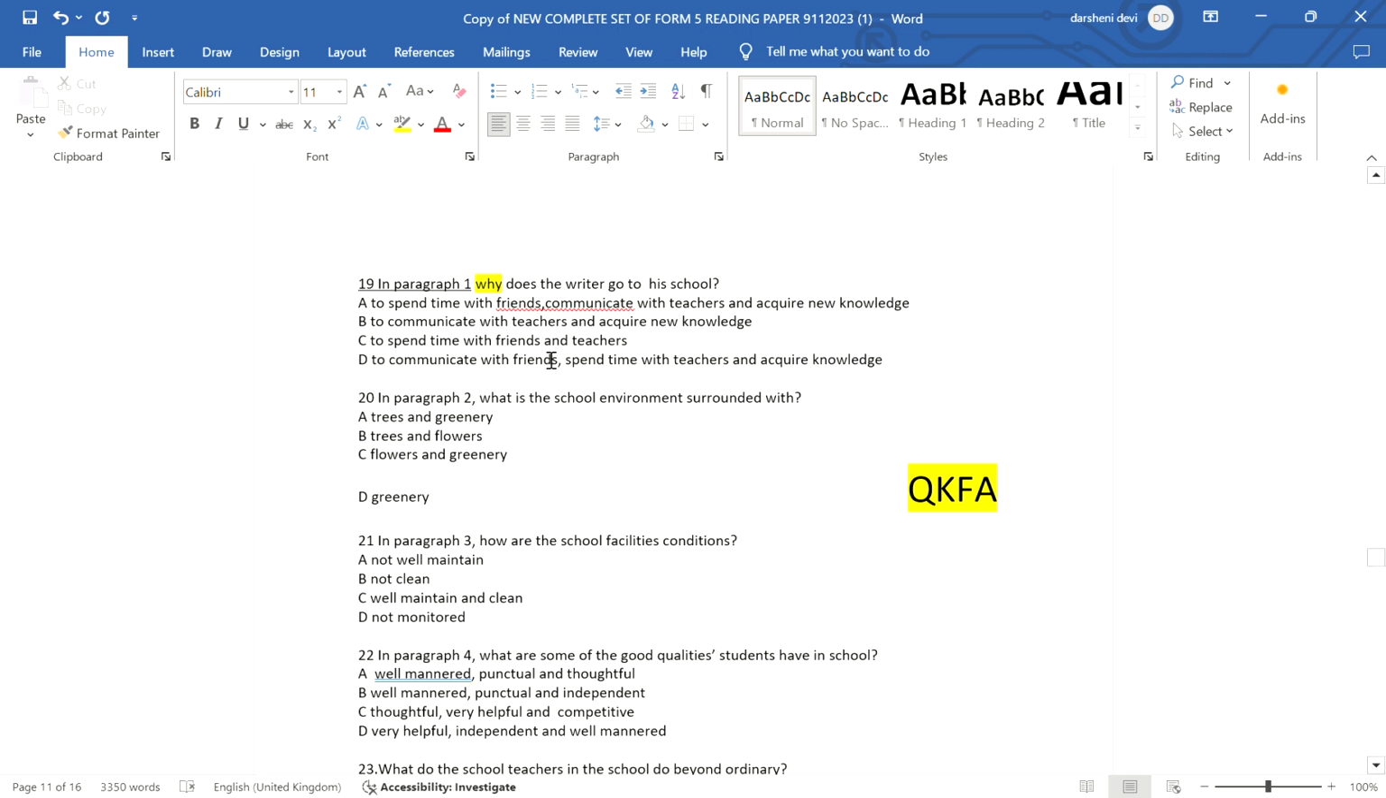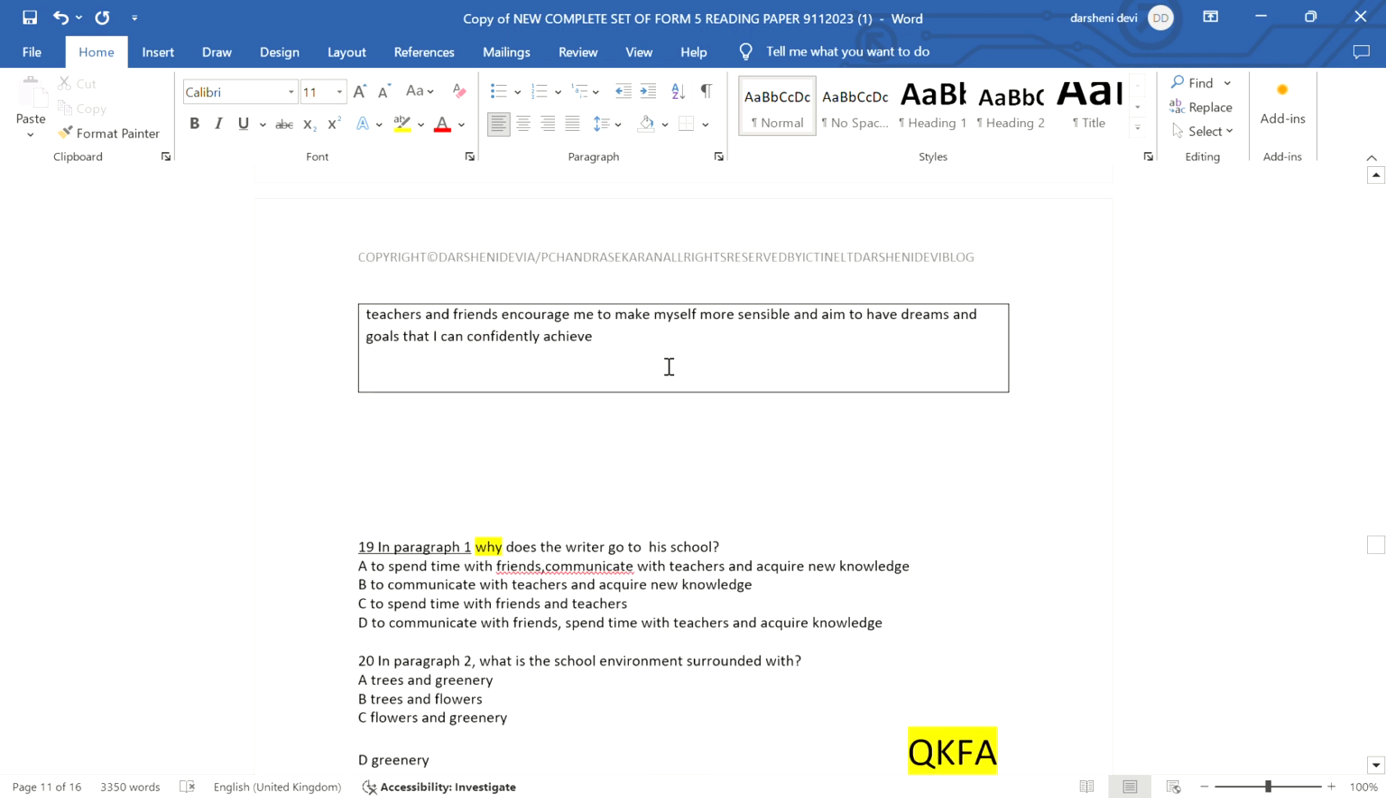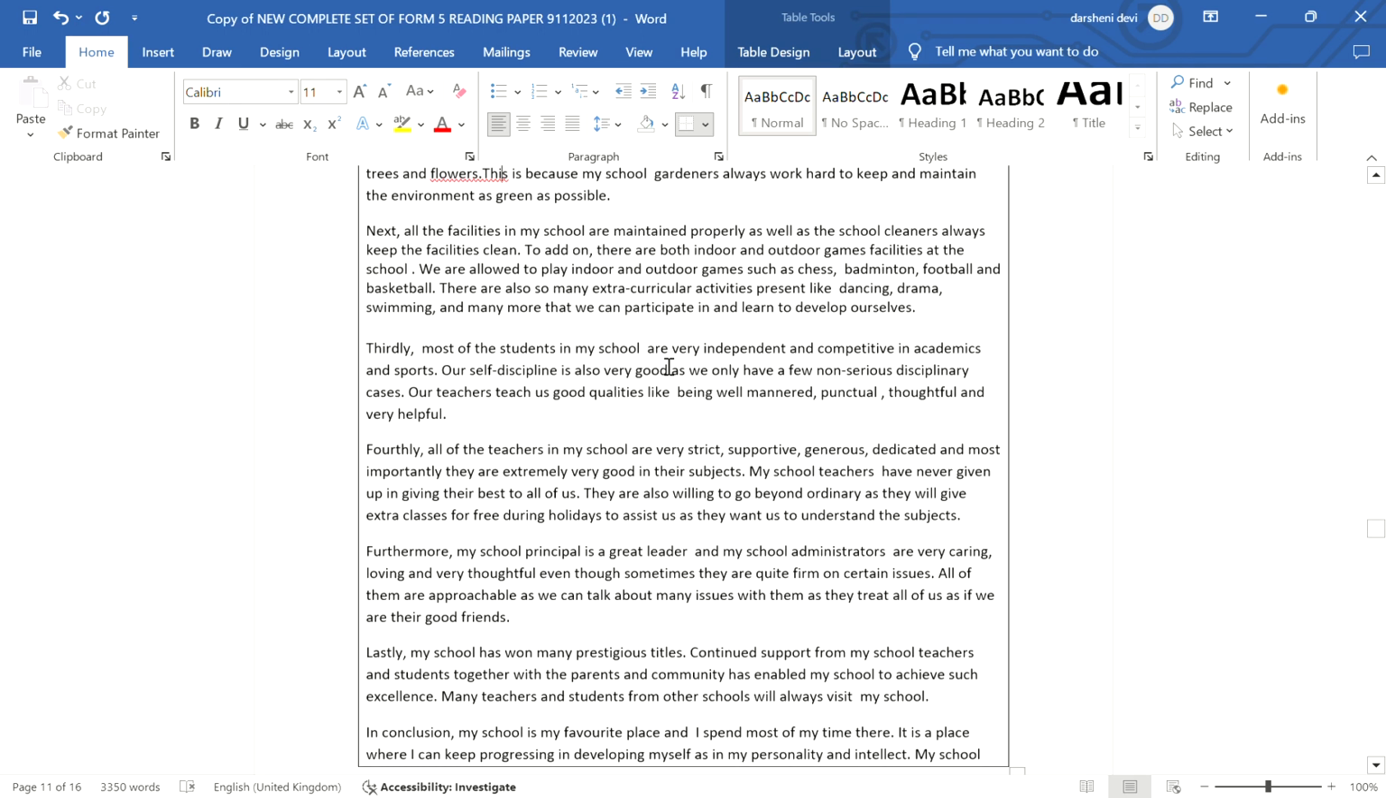Then let's read through the options. To spend time with friends, to communicate with teachers, to acquire knowledge. So something to do with spend time and communicate, and also acquire knowledge. Now these are all the keywords. Spend time is a keyword, communicate is a keyword, acquire knowledge is a keyword, teachers and friends are keywords. So now let's use these keywords and find the answers in paragraph 1.